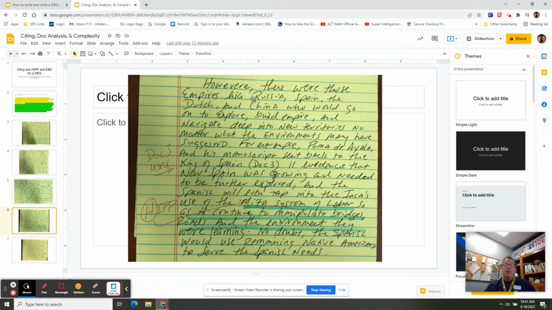And so now we're looking at how I transition from that one paragraph, where the environment affects those people by telling them where to go. These guys, however, there were those empires like Russia, Spain, and the Dutch and China who would go on to explore, build empire, and navigate deep into new territories, no matter what the environments may have suggested. Period. Boom. Now I've created a whole new line of thinking. I'm evaluating the extent.